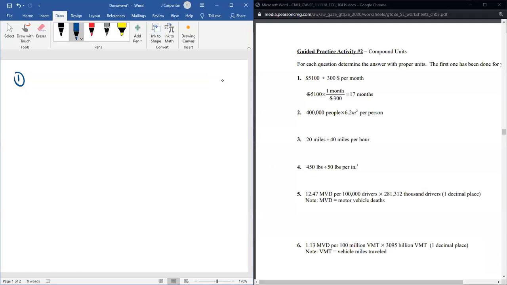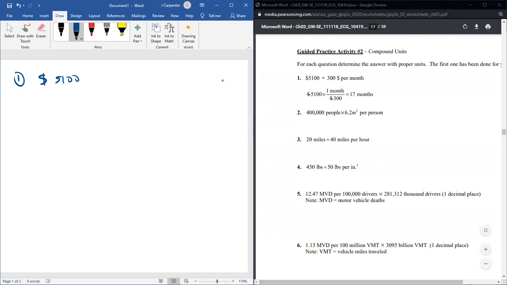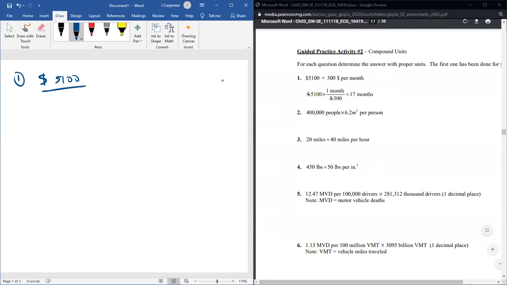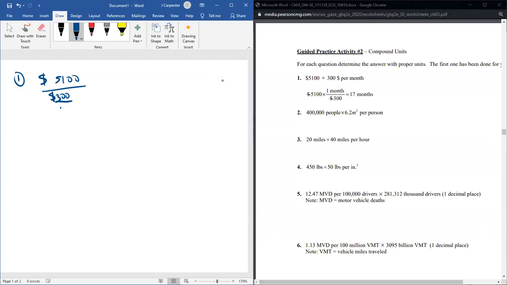We take the $5,100, and then it says divided by $300 per month. Now, some people might write it this way, and then $300 per month. Remember, the word per always means a division and the thing goes in the bottom. And you might say, well, Mr. Beckner, you already had a bottom. Well, I did, but the thing is, that $300 per month is its own entity. So when I divide by that, it's going to have an extra fraction.